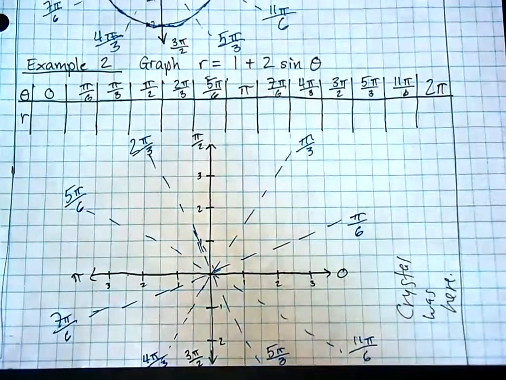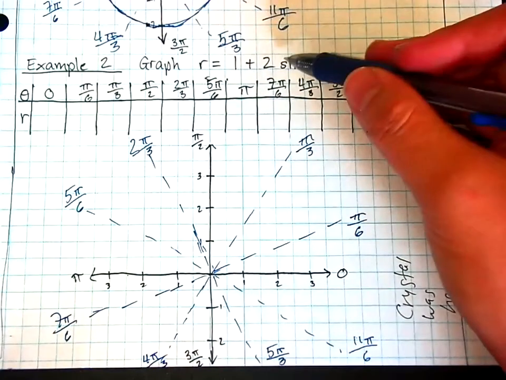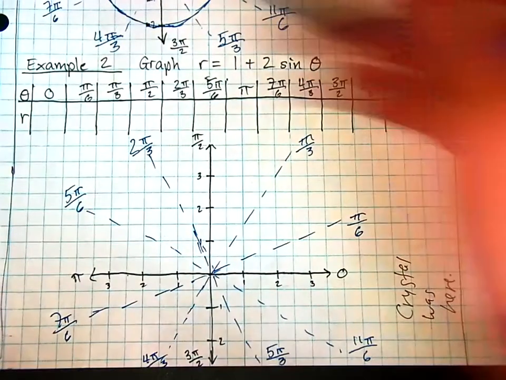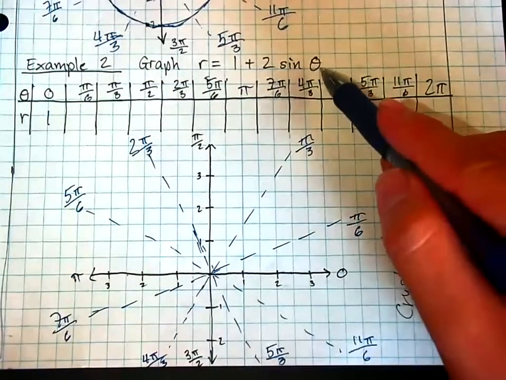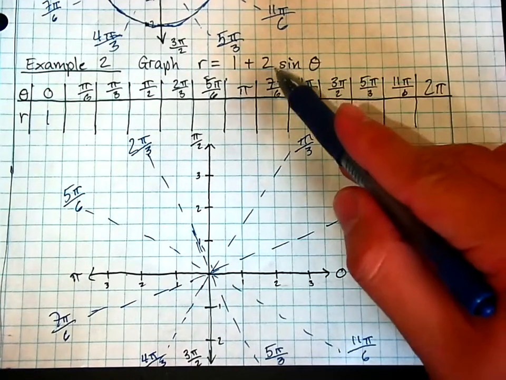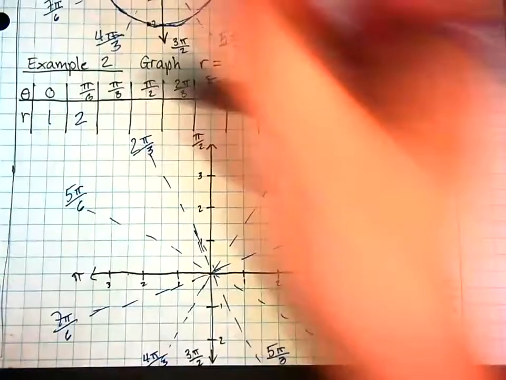Okay, so I'm going to fill it in right now. I plug in 0. Sine of 0 is 0. 2 times 0 is 0. 0 plus 1, 1. Okay. Sine of pi over 6, that's going to be 1/2. 1/2 times 2 will be 1. So 1 plus 1, 2.